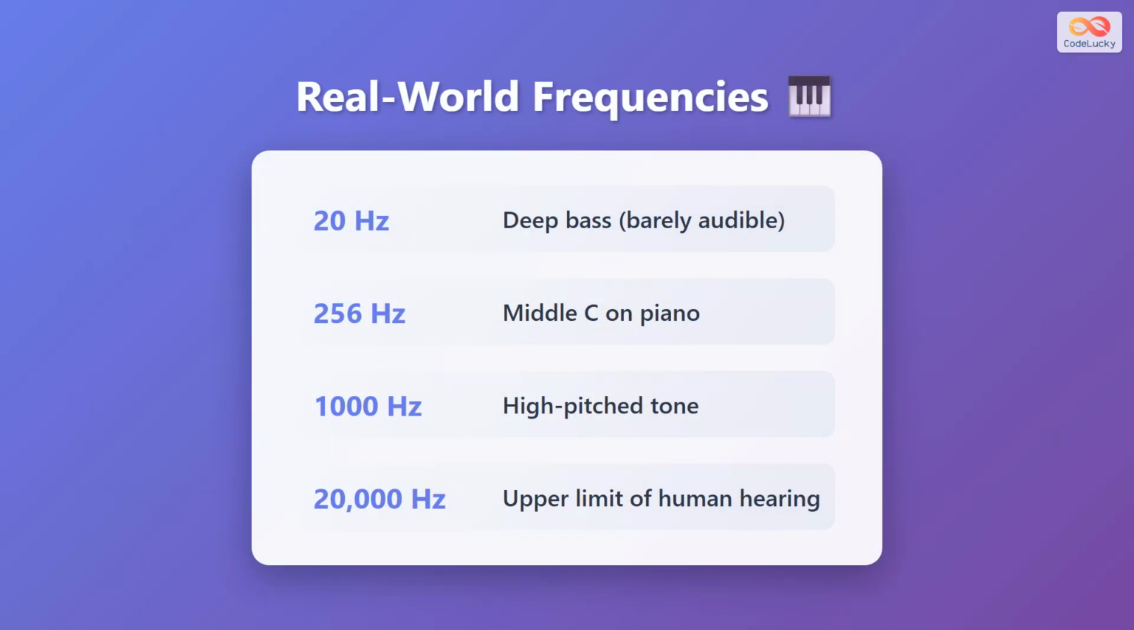Let's explore some real-world frequency examples. A sound at 20 Hz is a very deep bass that's barely audible to human ears. Middle C on a piano vibrates at 256 Hz, producing a familiar musical note. A high-pitched tone at 1000 Hz sounds quite sharp and clear. The upper limit of human hearing is around 20,000 Hz, beyond which we cannot hear sounds. These examples show the wide range of frequencies we can perceive.